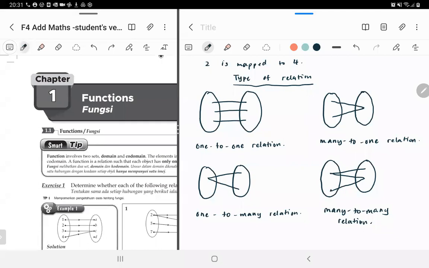Okay, so far, if you have any questions, please ask. Okay, let me know when you finish writing for these 4 items.